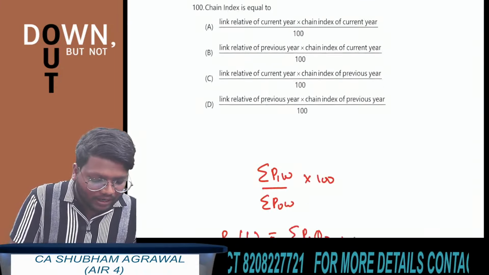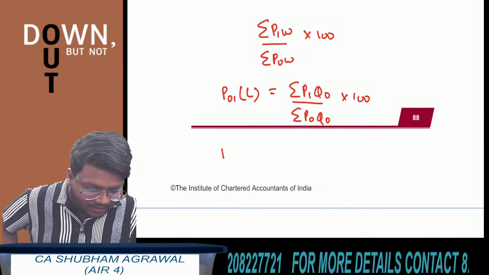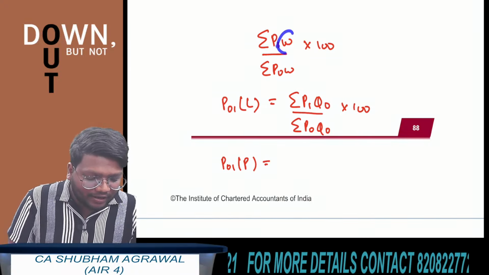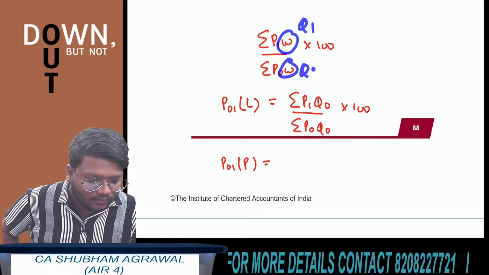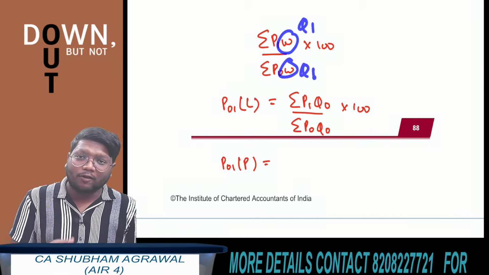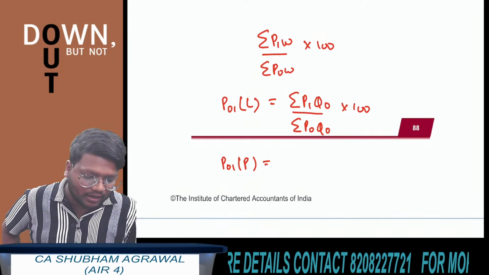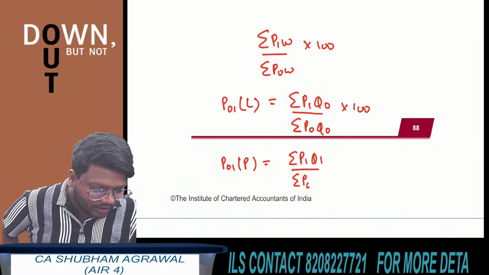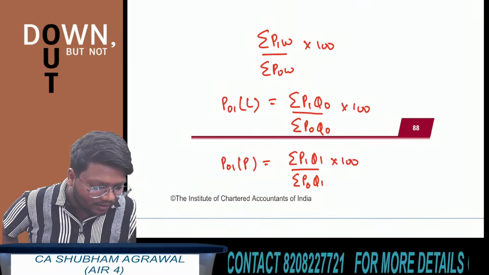What is the formula of Paasche's price index number? Now we have to take weight as what? Current year quantity. In order to write the formula of Paasche's price index number, we take weight as current year quantity. Summation of P1 Q1 divided by summation of P0 Q1 multiplied by 100.